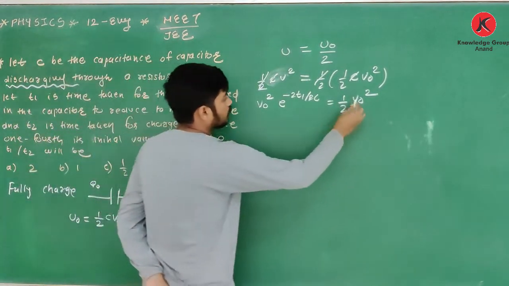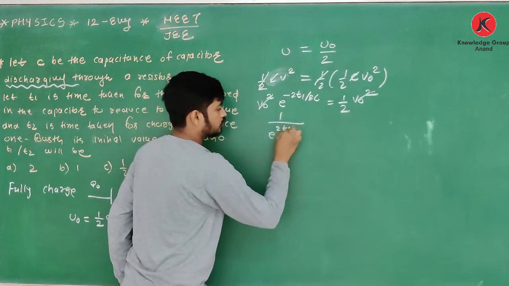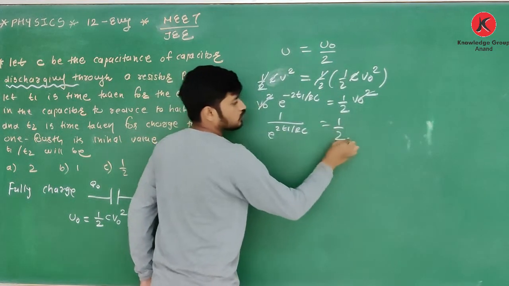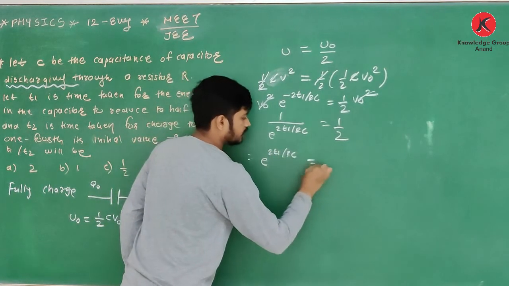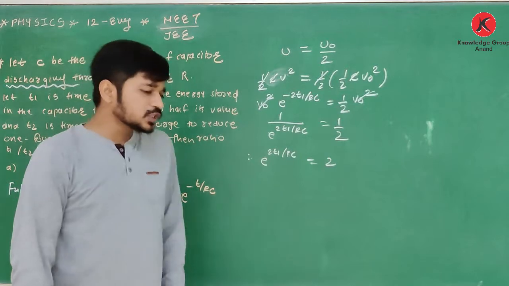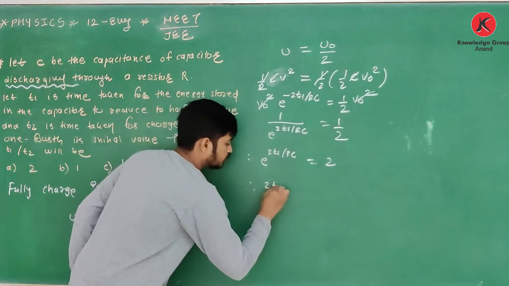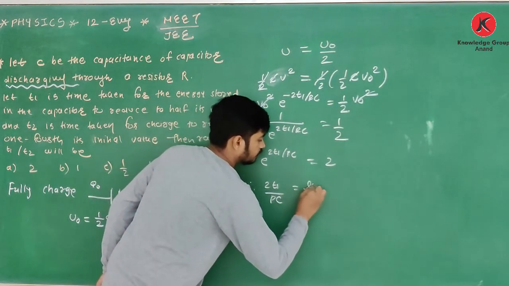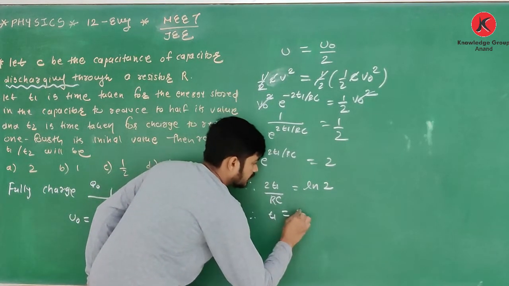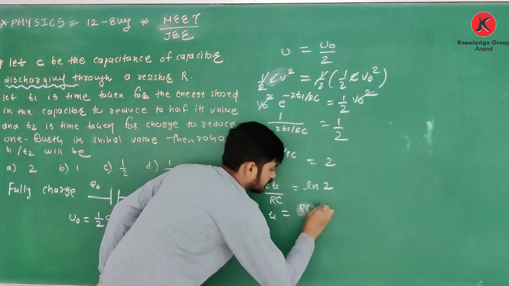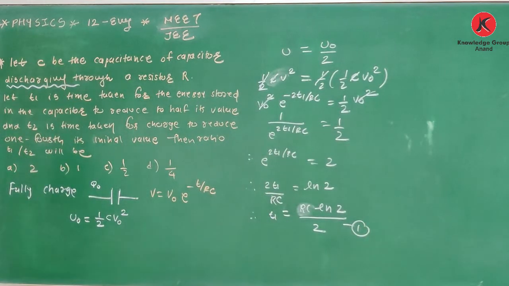Simple? Yes. V0 square cuts V0 square. I can write this as 1 upon e raised to 2T1 upon RC is equal to 1 by 2. So e raised to 2T1 upon RC is equal to 2. Logarithmic and exponential functions are inverse functions, so taking the log on this side, 2T1 upon RC is equal to log 2. Therefore T1 is equal to RC log 2 divided by 2. That is equation number 1.